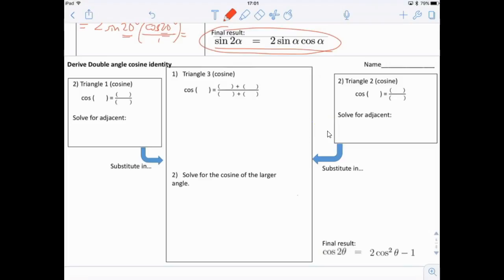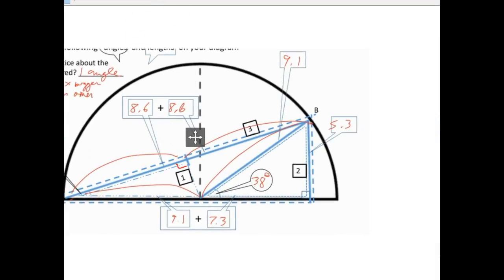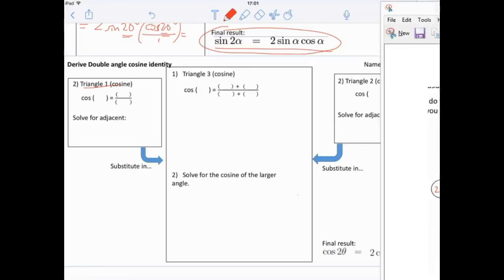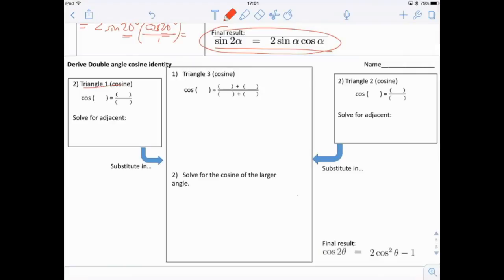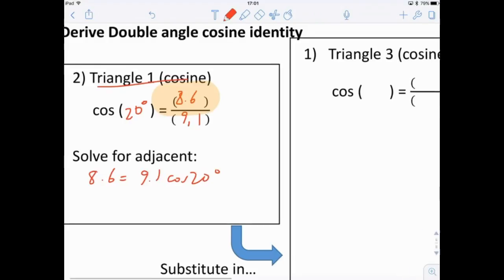So first it says, give us the triangle 1 cosine. So let's find the triangle 1 cosine. Triangle 1, remember, is this upside down triangle here. So the cosine of this would be 8.6 over 9.1 for the hypotenuse. 8.6, 9.1, and the cosine of 20 degrees. Then it says to solve for the adjacent. The adjacent is the top, so we're going to solve for that. We're going to have 8.6 equals 9.1 times the cosine of 20 degrees. Oops, I forgot to do the first one.